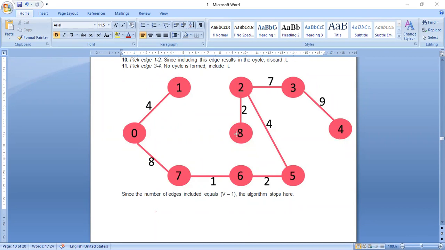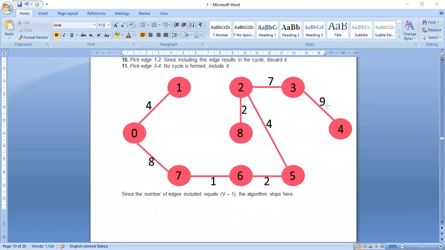It is connected in this way. So what is the weight if we connect like this? If I connect in this way, I can connect all the cities with minimum value. So what is the minimum value? 4 plus 8, 12. 12 plus 1, 13. 13 plus 2, 15. 15 plus 2, 17. 17 plus 4, 21. 21 plus 7, 28. 28 plus 9, 37. So the minimum spanning tree has the weight 37.